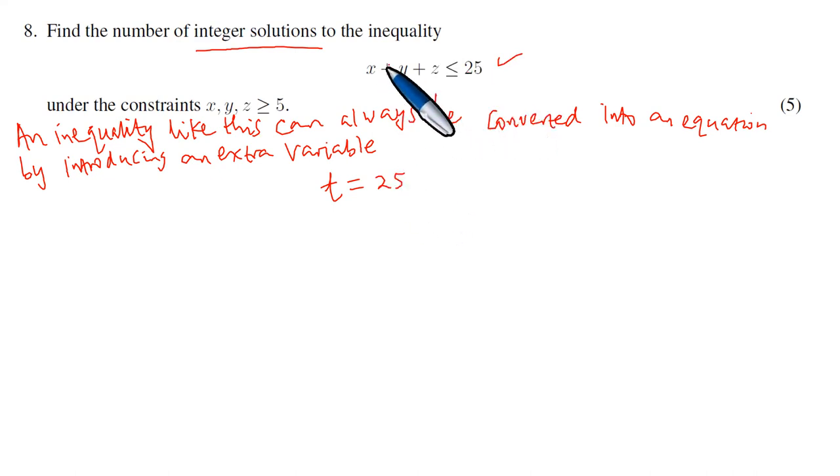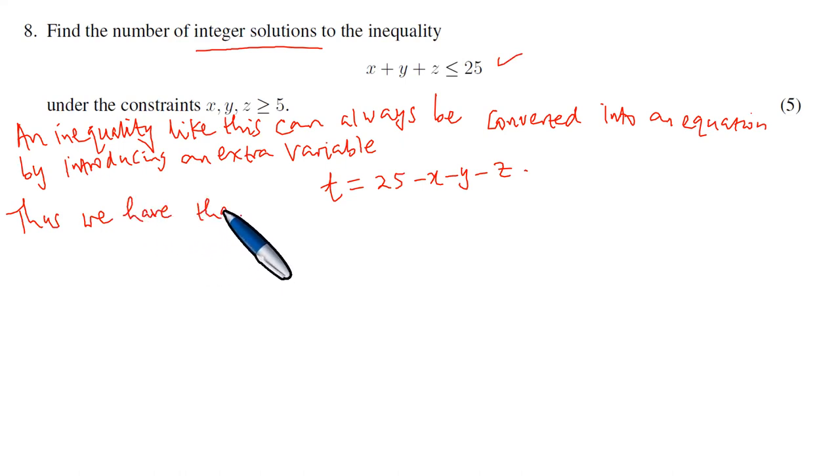Take this 25 and then we transpose all these terms to the other side. So we have 25 minus x minus y minus z. Thus, we have that x plus y plus z is at most 25. We move everything so that 25 minus these things is greater or equal to 0, and then we put a t there in the place of the 0, so that t equals this.